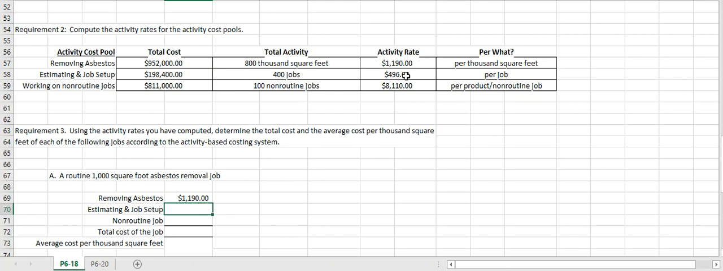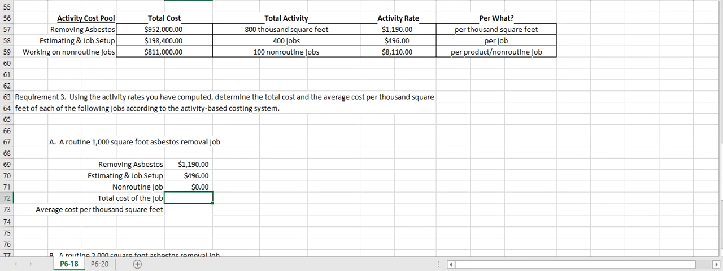Estimating and job setup, it said in the instructions every job has this cost. Every job gets an estimation and a job setup fee. So that's $496. This is 1 job, and this is the cost per job. So we're just going to move that down. The non-routine stuff only applies to a non-routine job, and this says it's a routine asbestos removal. So that's 0. So the total cost of our job is $1,686.